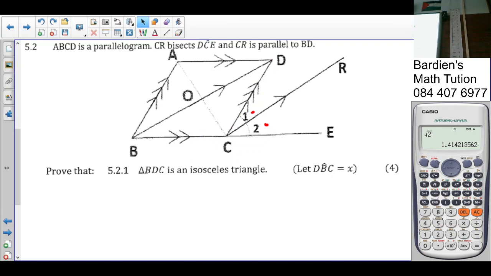As I said, we're going to either prove that 2 angles are equal, or 2 sides are equal. They also said let DBC equal x. So which other angle can we now say is equal to x? Earlier on I said this is 2x, or 2 dots, I made a mistake. It's 1, it's with that angle.